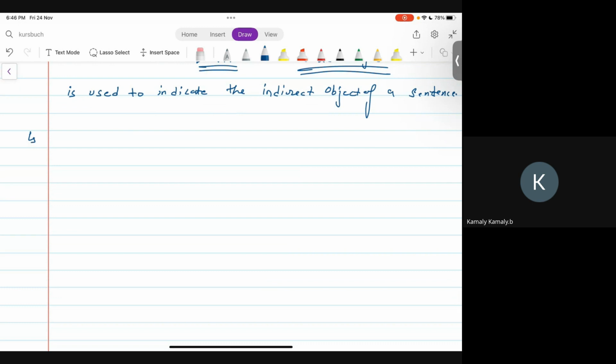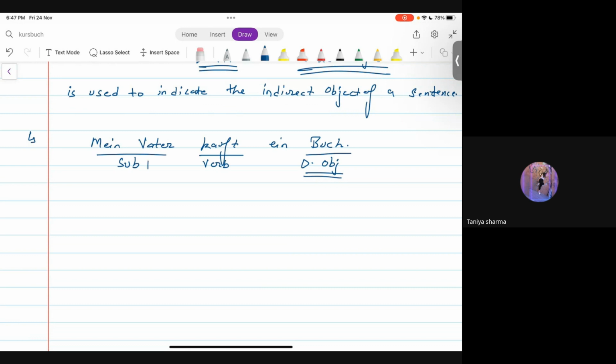Okay. So for example, Mein Vater, Kamli, please mute. Mein Vater kauft ein Buch. Okay. So this is subject. This is verb. And this is indirect object. No, this is direct object. Why? Look, what did father buy? What did he purchase? Book. Okay, this is the direct object. Yes. Okay.